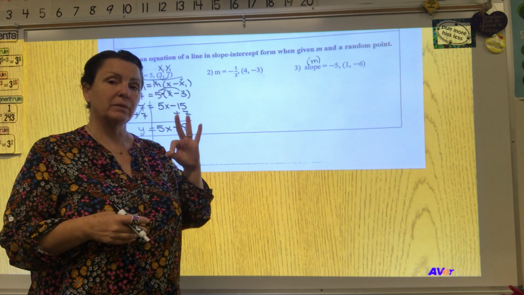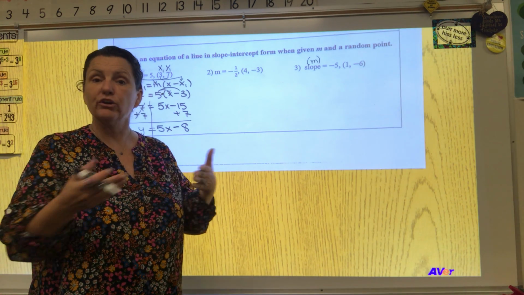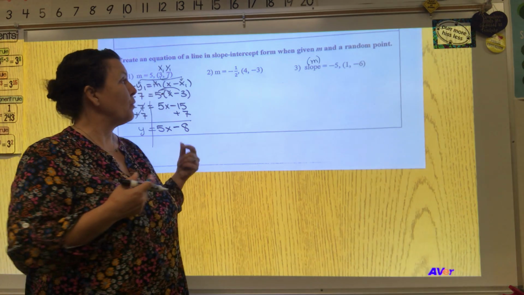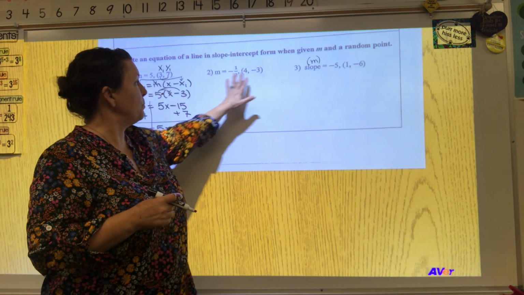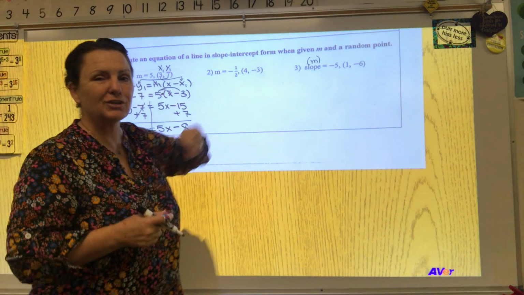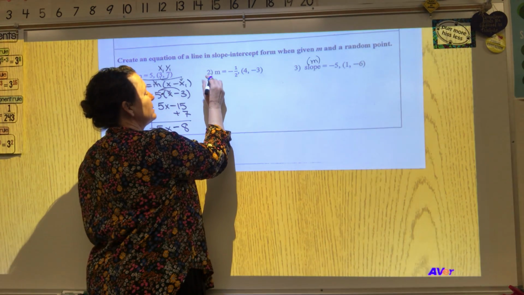There's really 3 formulas that we can use to form a linear function. And the one that we need is called point slope because they're giving me a slope and a random point. So first thing we do is write the formula down.